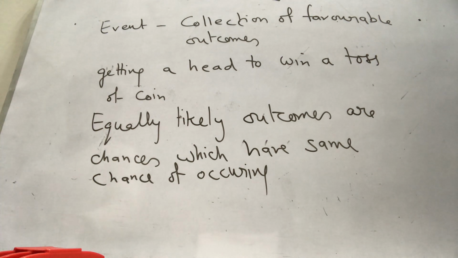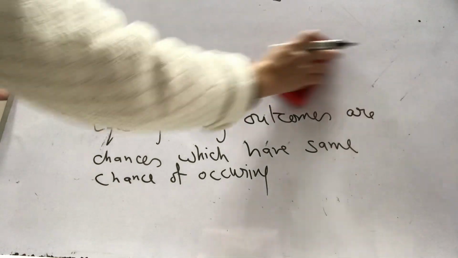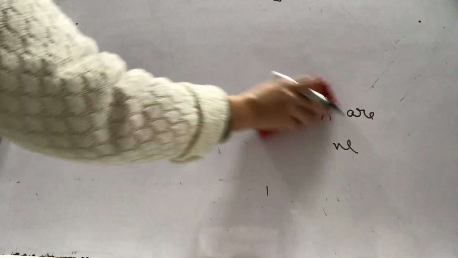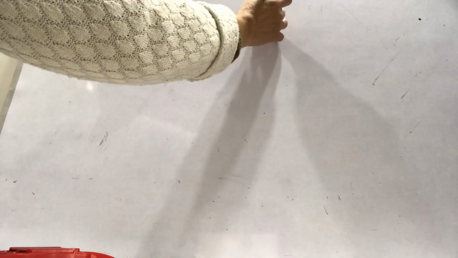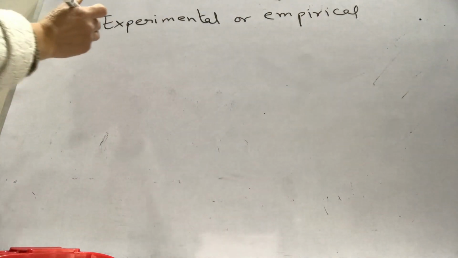Now we will talk about the experimental or empirical probability. So when we perform an experiment number of times and record the results, that is called your experimental or empirical probability. So experimental, and another name given is empirical probability.